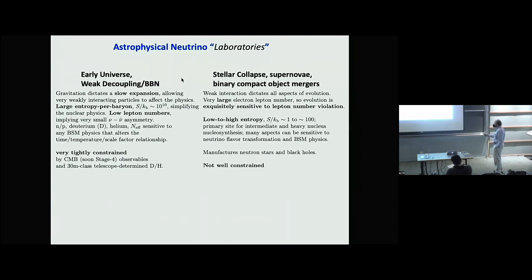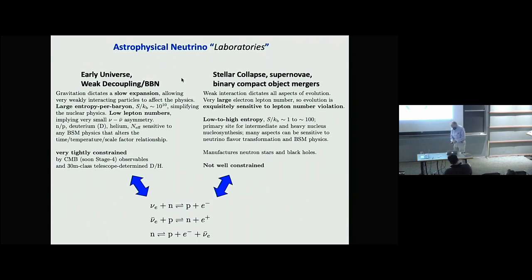And so it's the primary site for intermediate and heavy element nucleosynthesis. Many aspects are sensitive to neutrino flavor transformation, as I'll show you, and BSM physics. And it's important to realize that this collapse scenario is how we manufacture neutron stars and black holes. And bottom line, it's not well constrained. What did we learn from supernova 87A? We learned that the basic picture of collapse of a massive star to a neutron star is correct. That's the main takeaway from 87A.